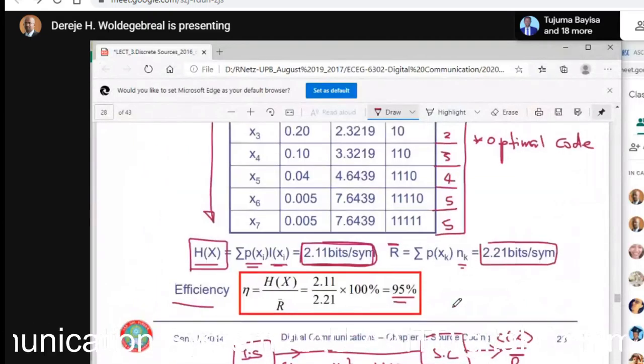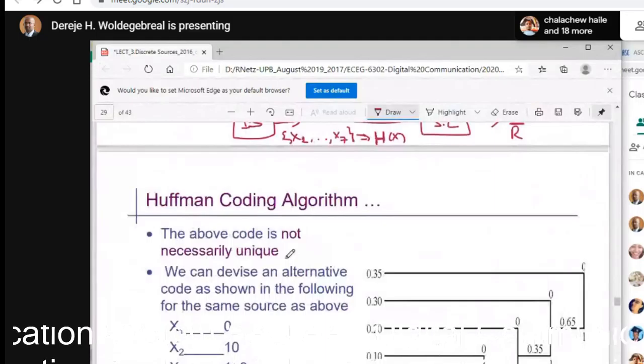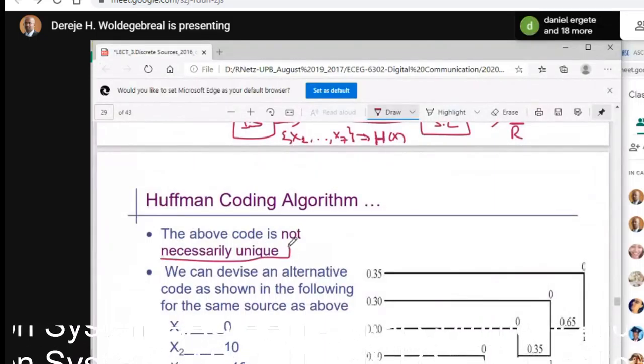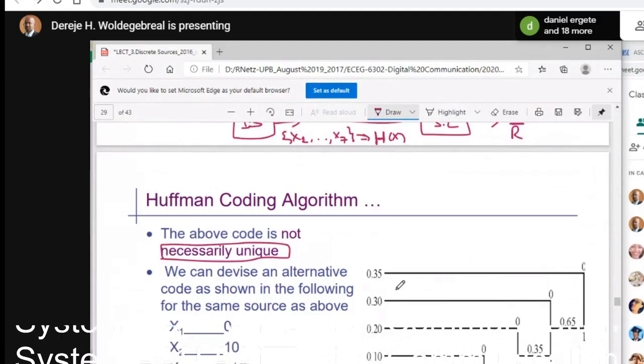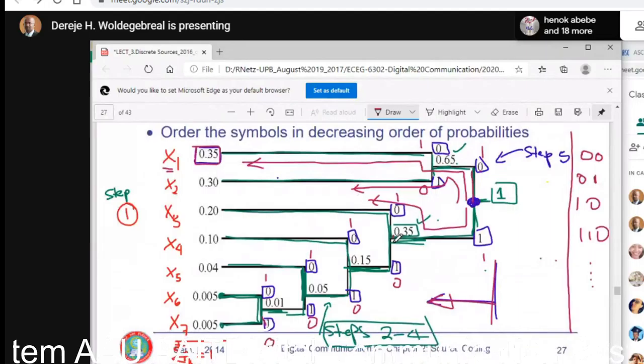Now, we note that such a coding scheme is not necessarily unique. What do we mean by that? We can break ties in different ways.